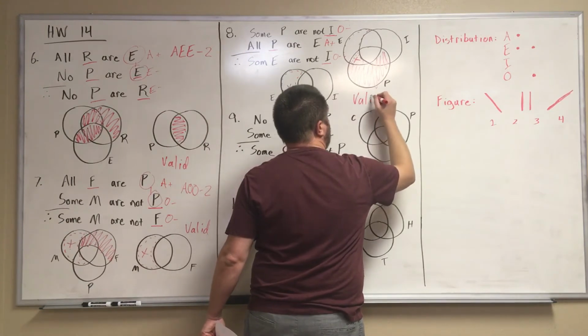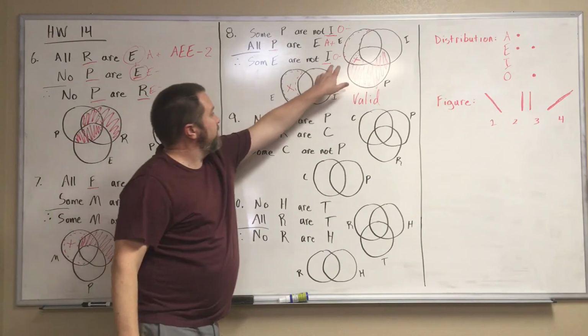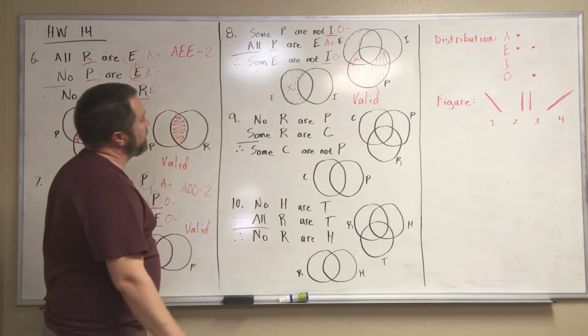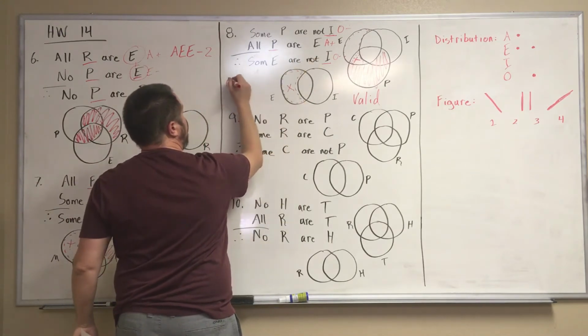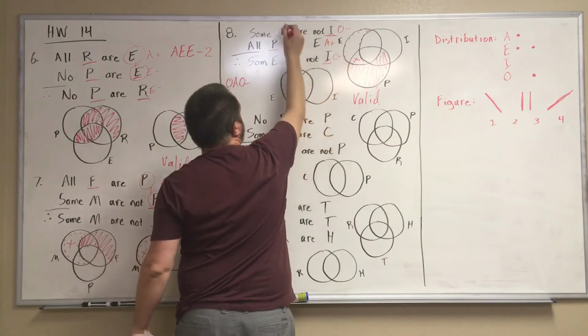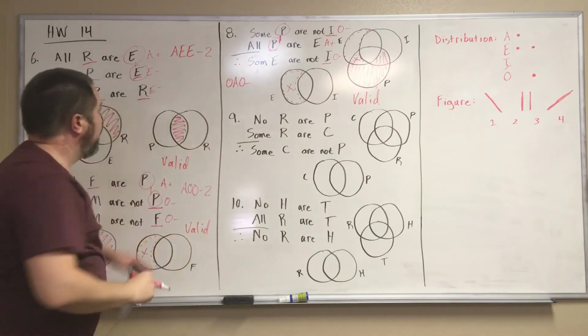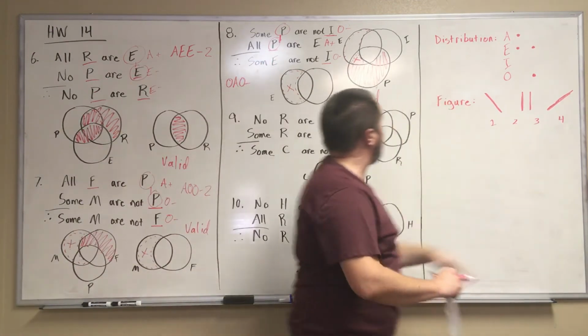So this is valid. Let's check the rules. I is the only thing distributed here, and it's distributed in the first premise. We're good. Oh, I forgot to name this. O, A, O, and then the middle term is P. So like these two, it's going straight up and down, but it's over in the subject placement. So that's figure number 3.